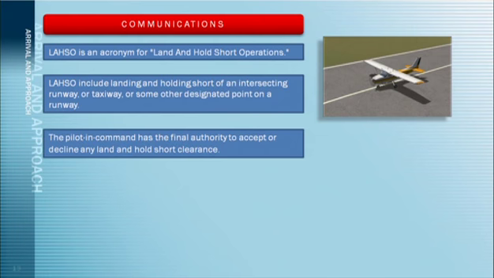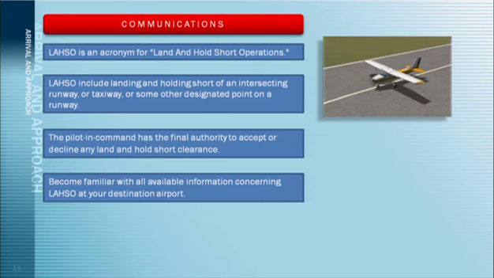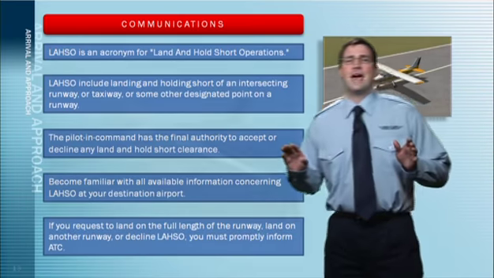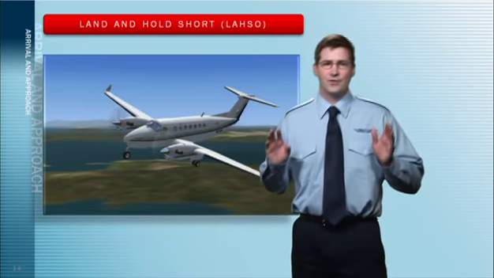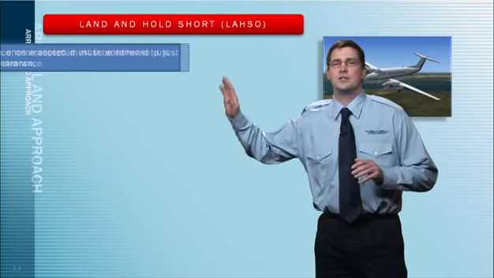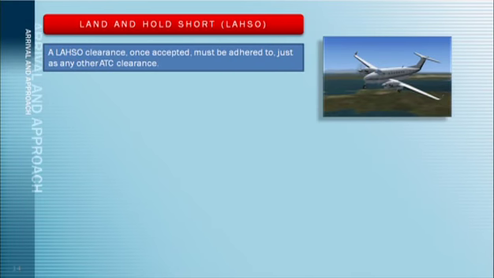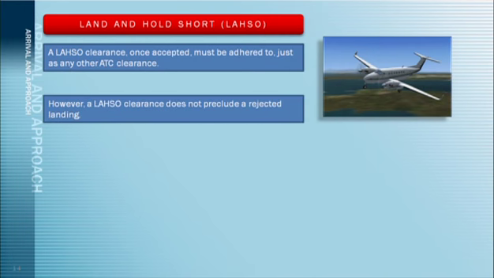As a pilot, you need to become familiar with all available information concerning LASSO at your destination airport. If you request to land on the full length of the runway, or to land on another runway, or to decline a LASSO clearance, you must promptly inform ATC. And we have 3 other points on LASSO. First of all, if you accept a LASSO clearance, you must adhere to it just as you would any other ATC clearance. There is one exception. A LASSO clearance does not preclude a rejected landing. If you need to go around, you go around.